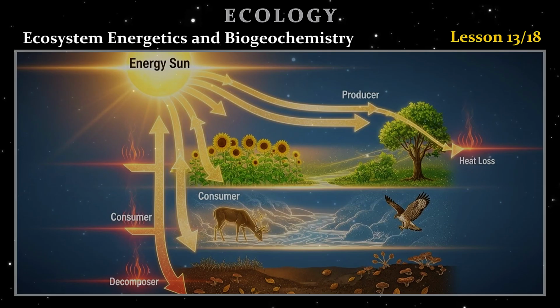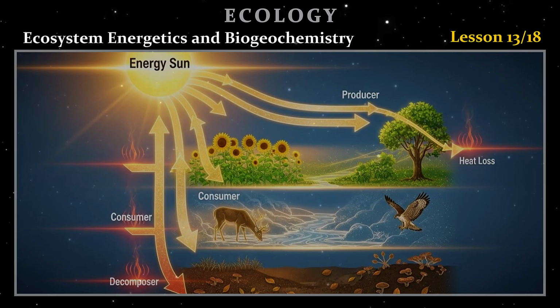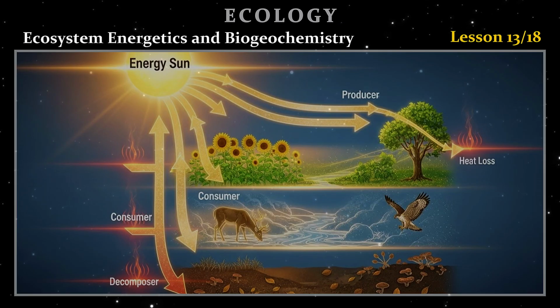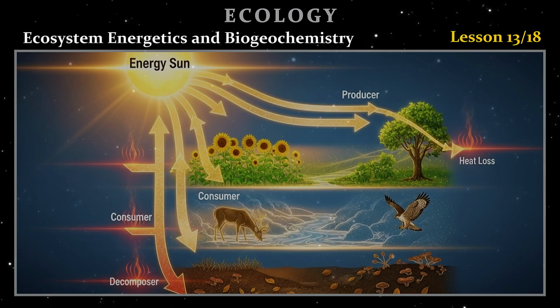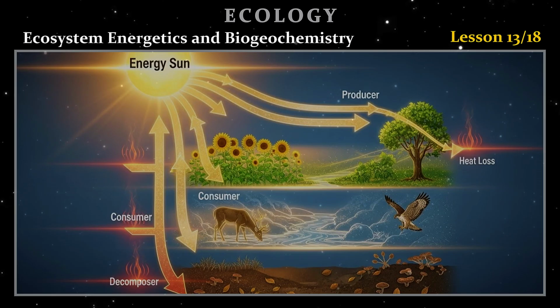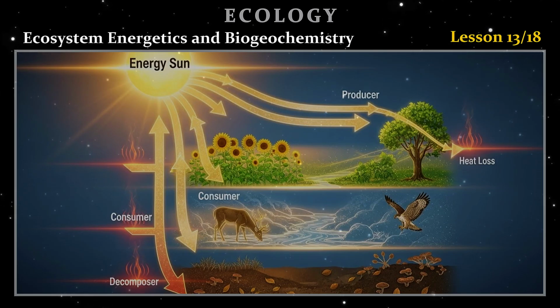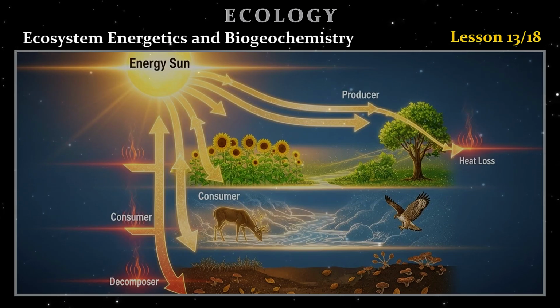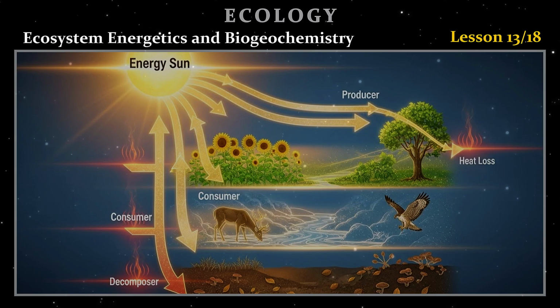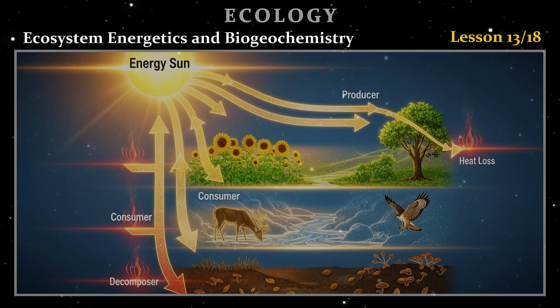Only about 1% is captured by plants. This captured energy is called gross primary productivity, GPP. It is the total income of the ecosystem. But the plants are not just batteries, they are living things. They need to burn some of that energy just to stay alive, to breathe, to repair cells, to grow roots. This cost of living is called respiration.